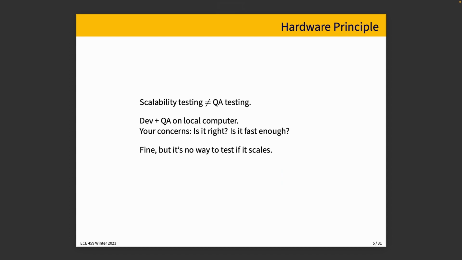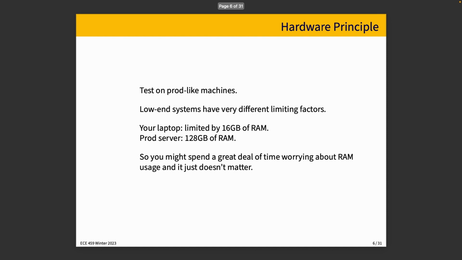One of the things that we'll observe, of course, is that scalability testing is not the same thing as QA testing. QA testing, when you're trying to evaluate, does the software do the thing it's supposed to do? You're looking at, does it generate the correct output, and does it do so fast enough? We don't get a timeout. We don't have any major issues. That might be sufficient for the QA testing, but that's not enough to actually see if it scales. When you're running it on your local machine, your limiting factors are very likely different from what's going on the actual production server, right?